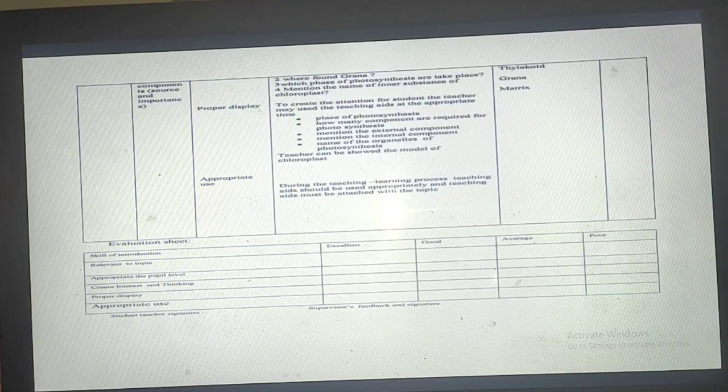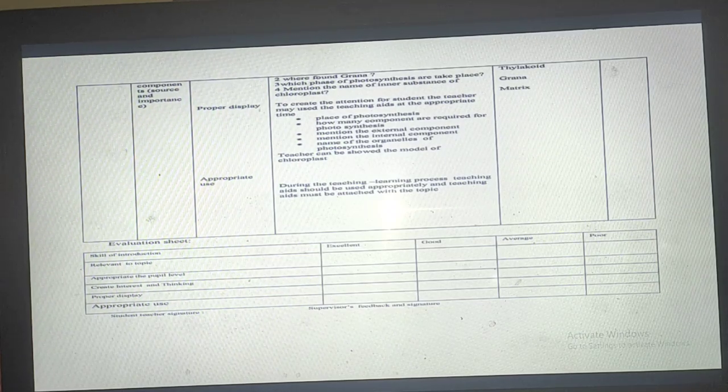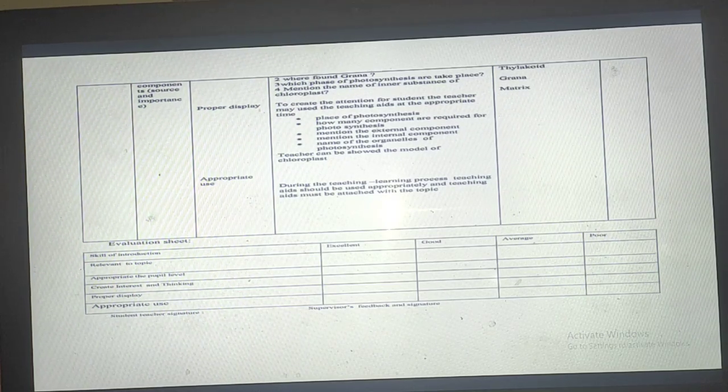Proper display is also mentioned. Here the teacher uses the teaching aids so that all the students can see them appropriately. Appropriate use: during the teaching-learning process, teaching aids should be used appropriately, and they must be attached to the topic. Evaluation: here the evaluation is the student signature and supervisor signature.